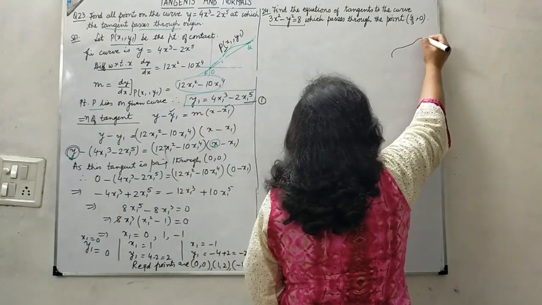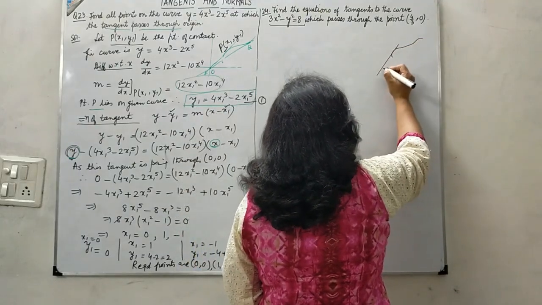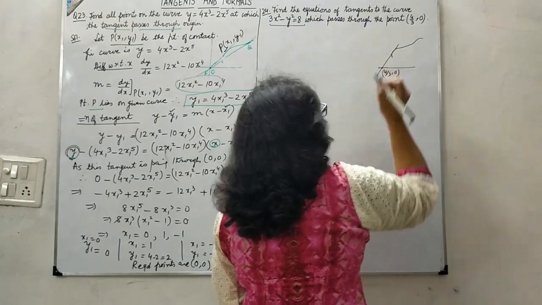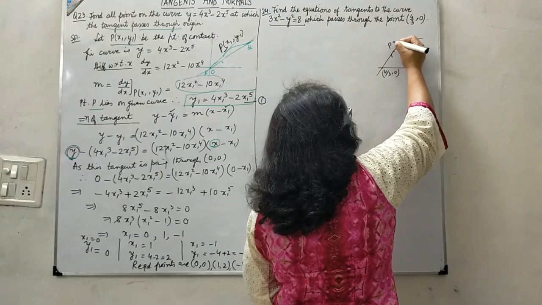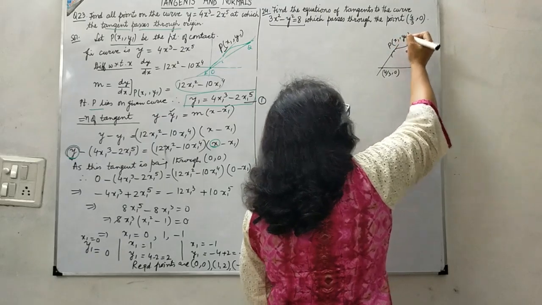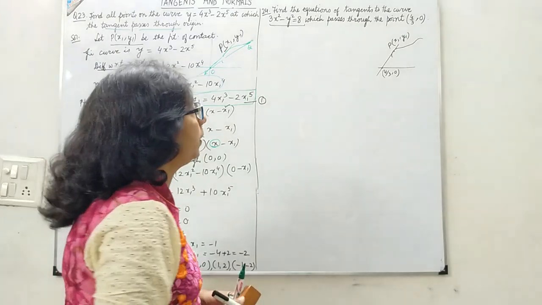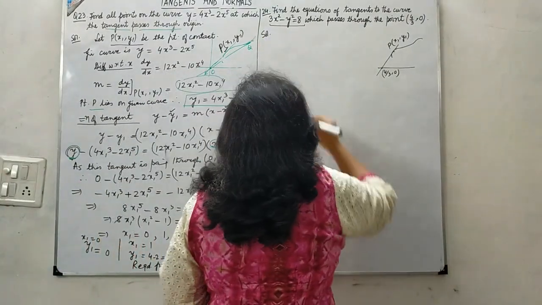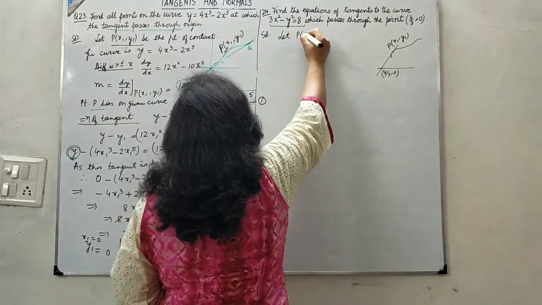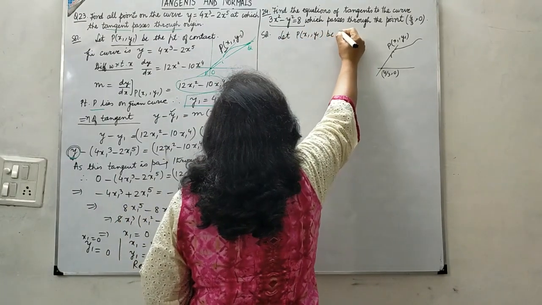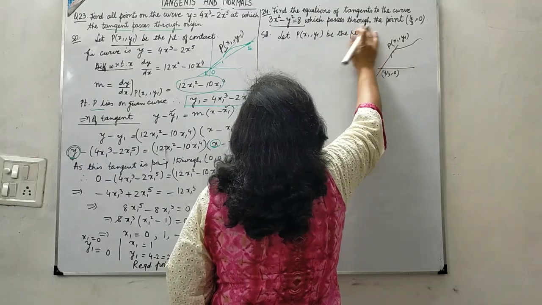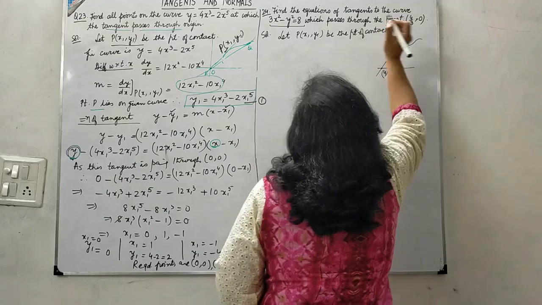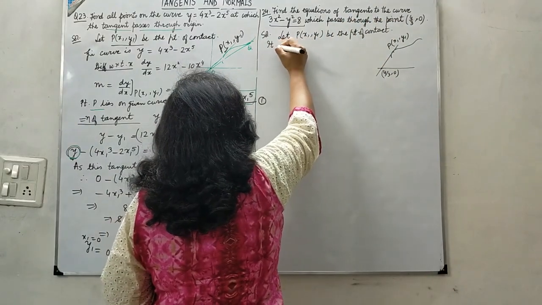That means if we draw the tangent to some curve, this tangent is passing through the point (4/3, 0). The point of contact is again not given, and I assume it to be P(x1, y1). Now, let us take the solution. We have, let P(x1, y1) be the point of contact. It must lie on the curve.